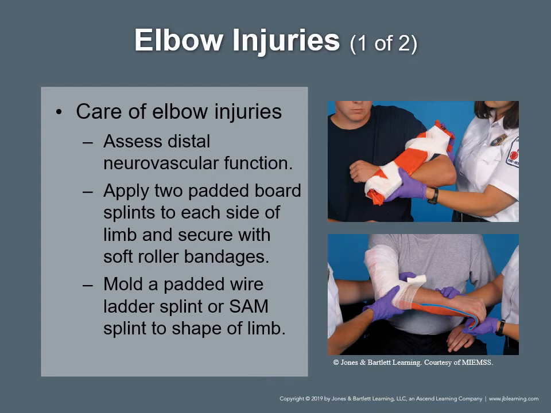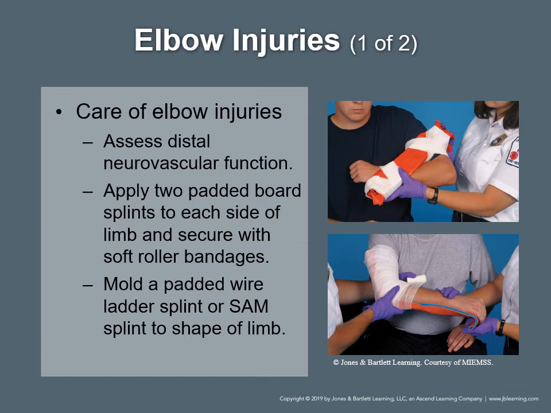Elbow injuries. Fractures and dislocations often occur around the elbow, and the different types of injuries are difficult to distinguish without radiographs. Refer to Table 33.4. However, they all produce similar limb deformities and require the same emergency care. Injuries to nerves and blood vessels are quite common in this region. Care of elbow injuries: they are serious and require careful management. Assess distal neurovascular function periodically.